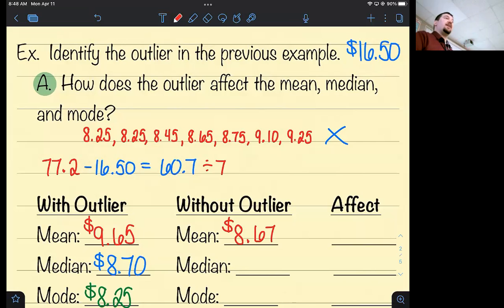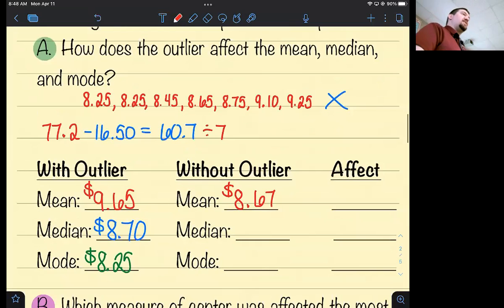That's a pretty big change. Now, because it wants to know what the effect was, I need to know how much not including the outlier brought the mean down by. So I want to know the difference. To go from $9.65 to without an outlier, now going to $8.67, how much did it change our mean by?